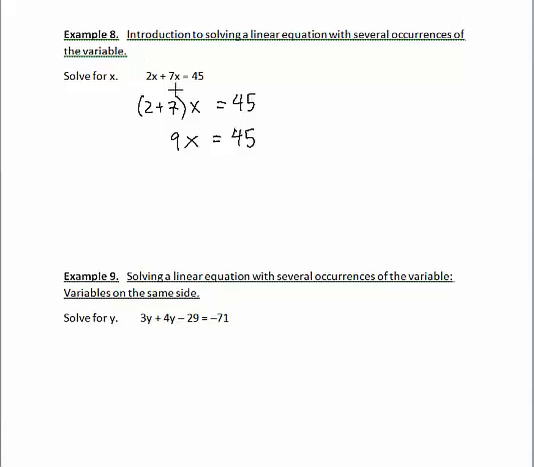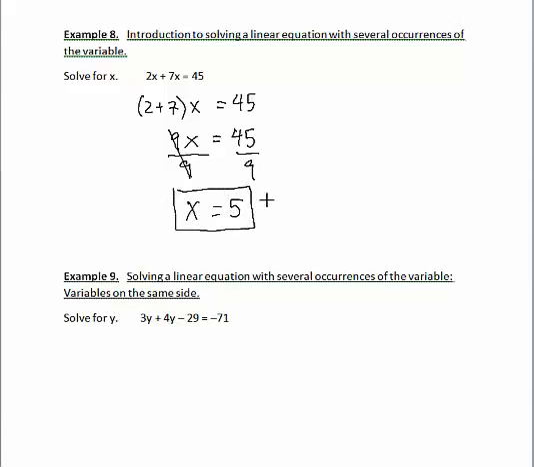And this is one thing that is going to pop up in a lot of equations. You want to combine like terms. Now that we've combined like terms, we just have a simple one-step equation. X is being multiplied by 9, so we divide 9 on both sides of the equation. 9's cancel on the left. 45 divided by 9 is 5. And here we are with our solution.